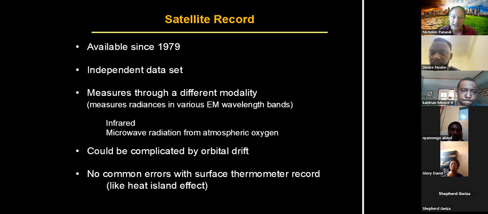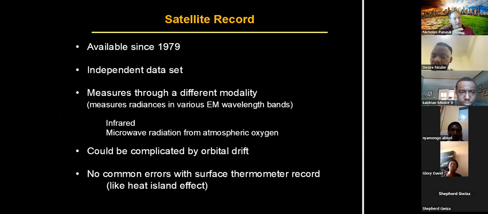That's not the case with the satellite record. You wouldn't have the heat island effect on thermometers with the satellite record, right? It has different kinds of errors and things that can change the measurements. Orbital drift, for example, is something that can complicate measurements with the satellite record.